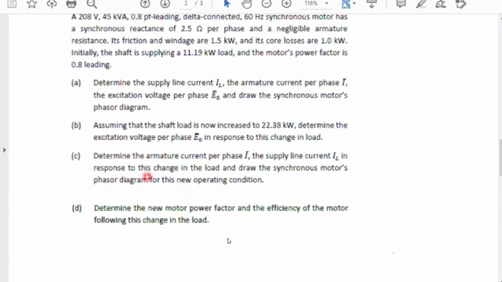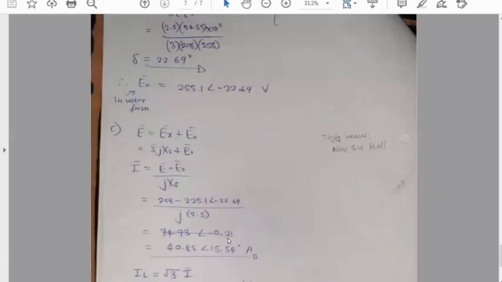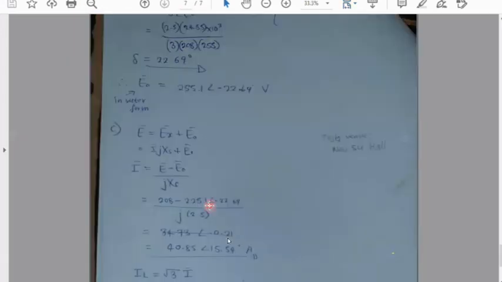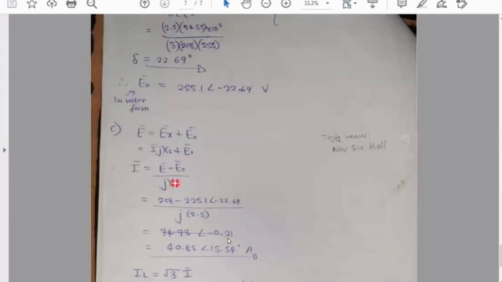C says to determine the armature angle per phase, armature current per phase I, the supply line current IL in response to this change in load, and draw the synchronous motor's phasor diagram for this new operating condition. Let's see. So we have to calculate our I, okay? But in order to do that, let's go and look at our main equation, okay? So E is equal to EX plus E naught. And when you simplify that further, this is what you get.